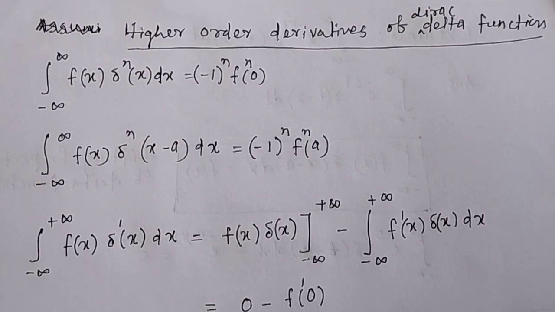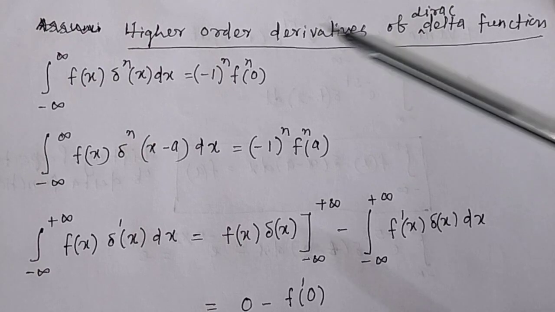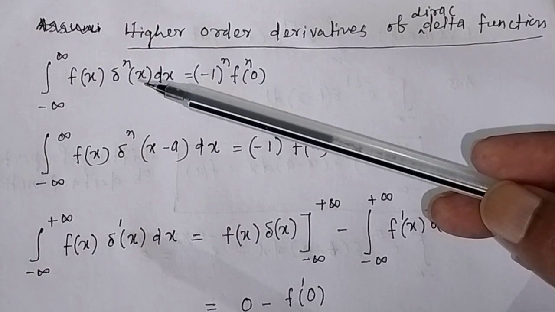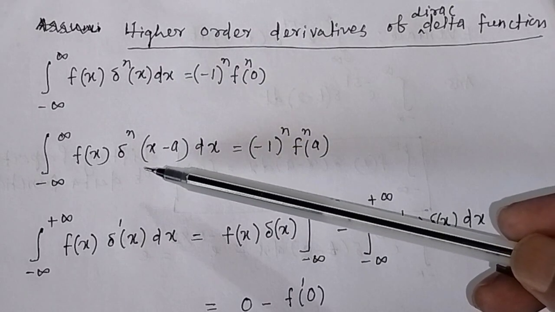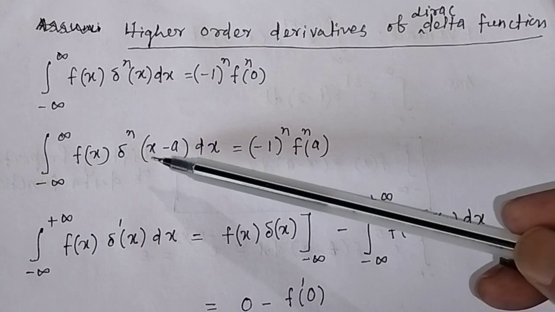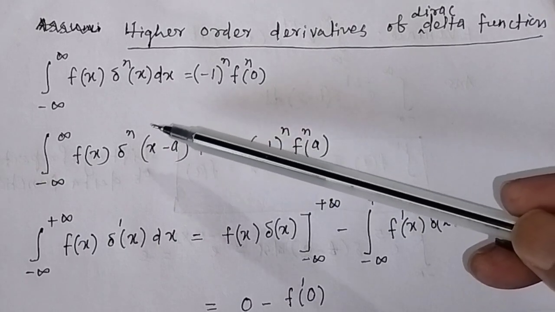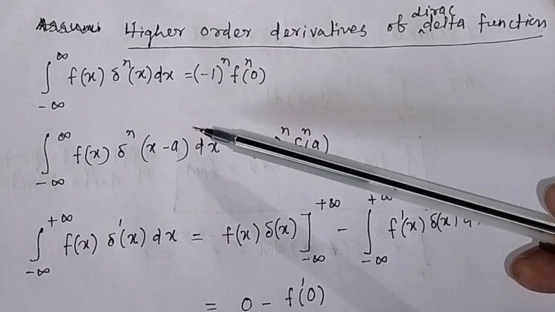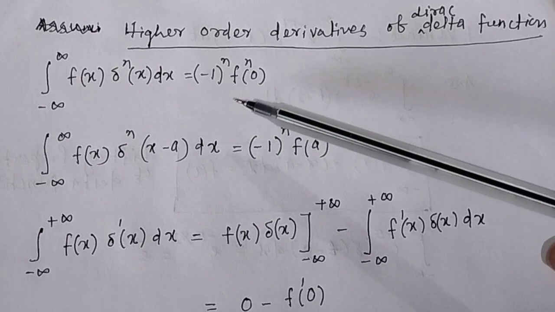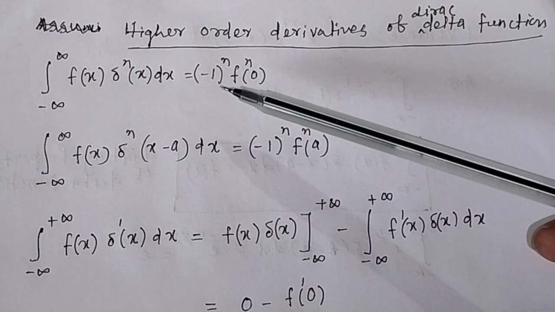How to evaluate higher order derivatives of the Dirac Delta function. Suppose you are given the first derivative, second derivative, third derivative or nth derivative of the Dirac Delta function, like delta dash x, delta double dash x, delta triple dash x, or functions like delta dash x minus a, delta double dash x minus a, where you use the shifting property of the Dirac Delta function with higher derivatives. Then how can you evaluate it?